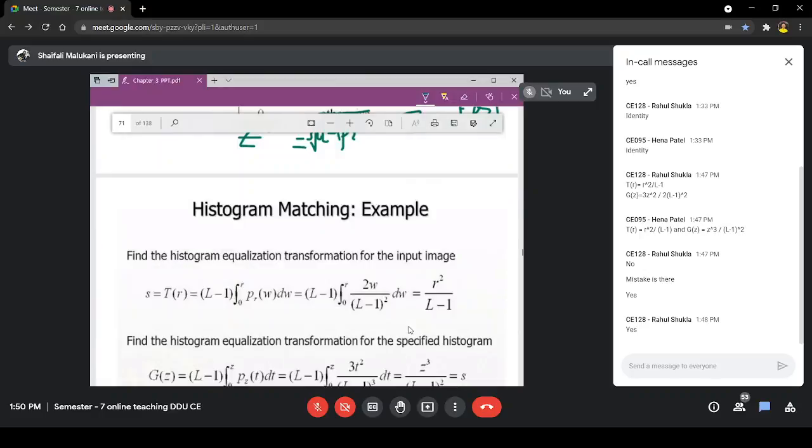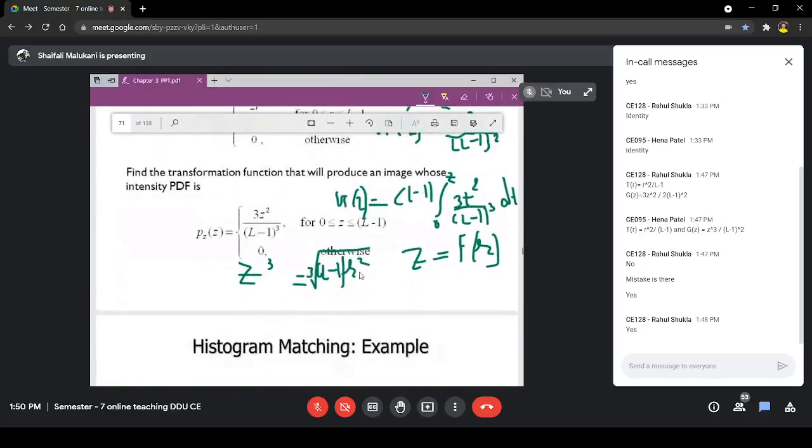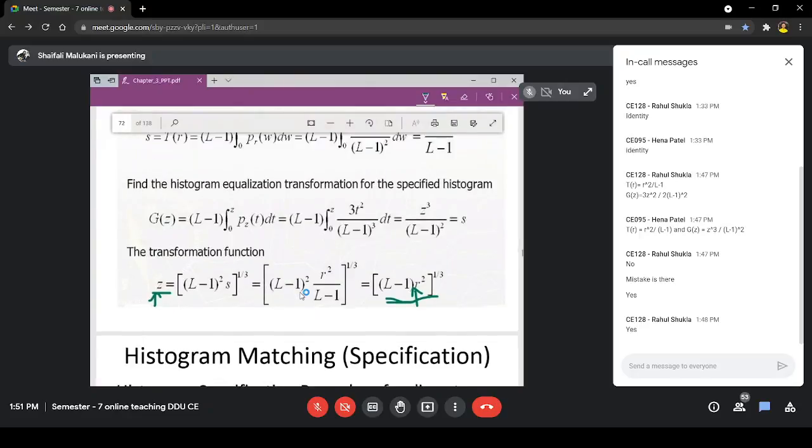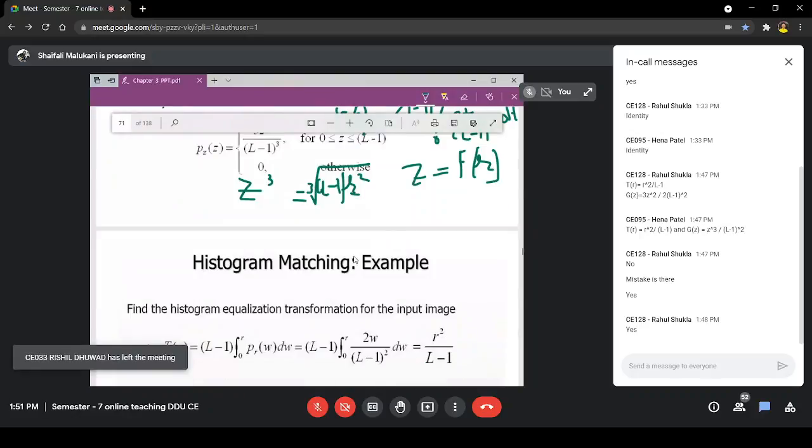Okay, so what is the point? Take your input intensity, square it, then multiply it with L minus 1, take its cube root, and whatever answer comes, that will be your Z. In that way, you repeat for all the R values, you will get all Z values. Now, whatever image is ready, that image will have your specified histogram. So that is what the meaning is.